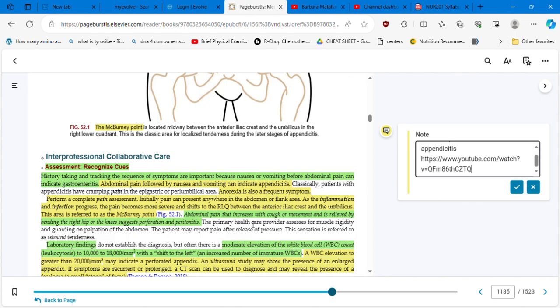Abdominal pain that increases with cough or movement and is relieved by bending the right hip or the knee suggests perforation and peritonitis. Let me read it again. Abdominal pain that increases with cough or movement and is relieved by bending the right hip or the knee suggests perforation and peritonitis.